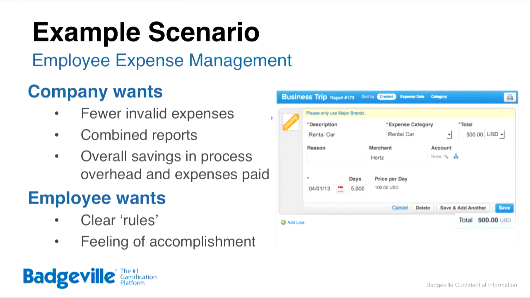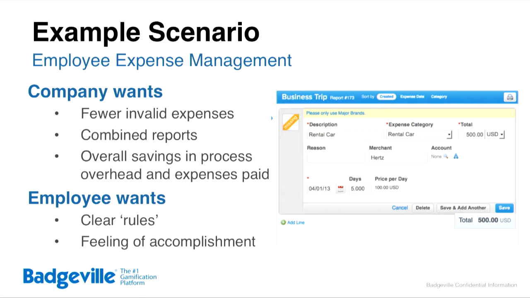So employee expense management. In this scenario, the business probably has a lot of travel expenses. People are traveling, and they have policies that'll save them money. So things like reducing invalid expenses. Obviously, they don't want to be paying expenses for things they shouldn't be paying for. They want to combine reports, right? There's an overhead to managing all these expenses. So if you can get everyone to kind of condense their expense reports, that's going to help the company's bottom line. Overall savings in process and expenses paid, et cetera.